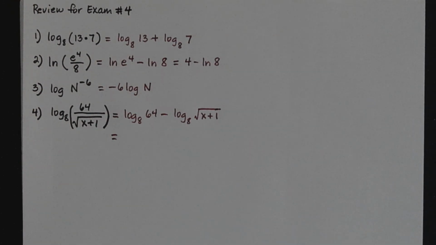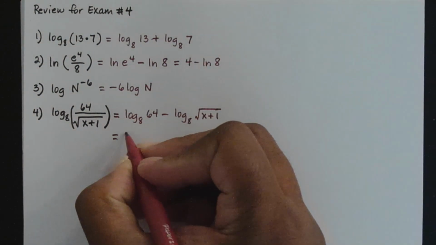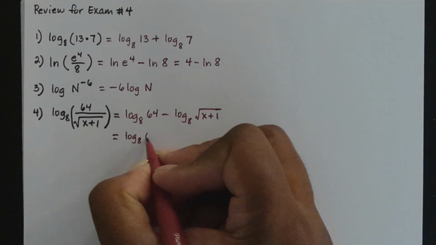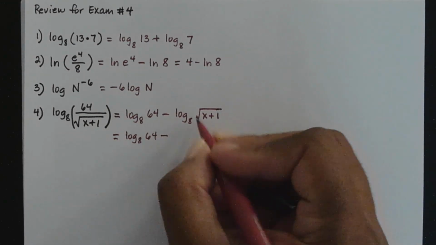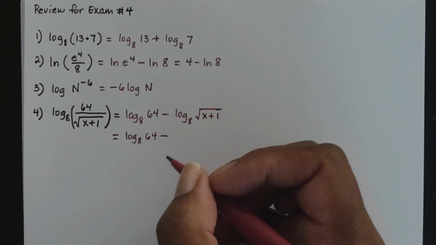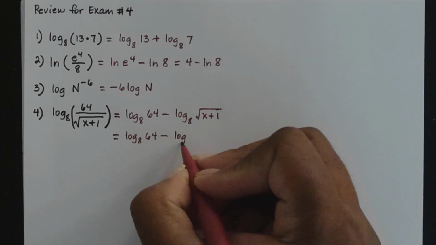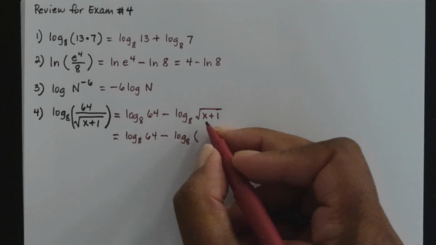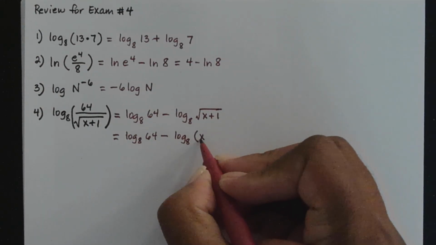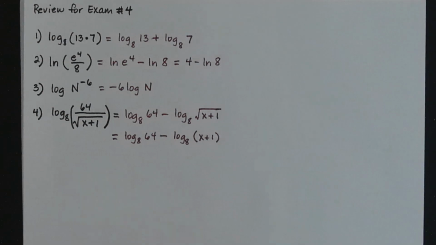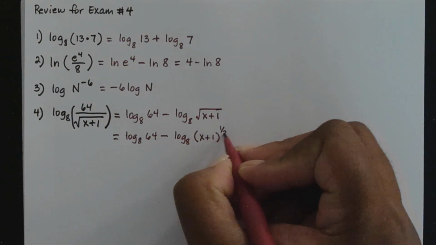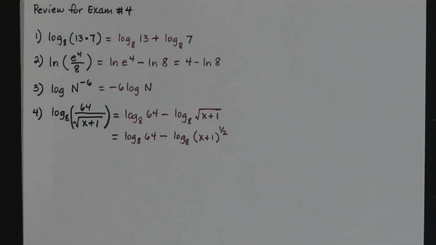All right, so let's see if we can simplify this a little bit. Let me bring down log to the base 8 of 64 and rewrite the square root of x plus 1 in its equivalent exponential form. So here I have log to the base 8 of. Now that x plus 1 underneath that radical would be in the parentheses. It is the square root, so the x plus 1 will have to be to the 1/2 power. So the square root of x plus 1 is written as x plus 1, and that quantity is to the 1/2 power.